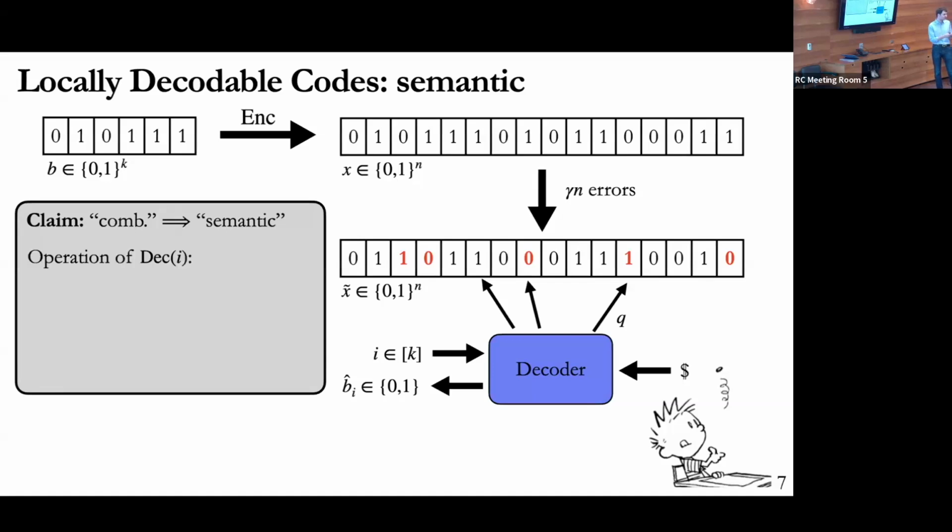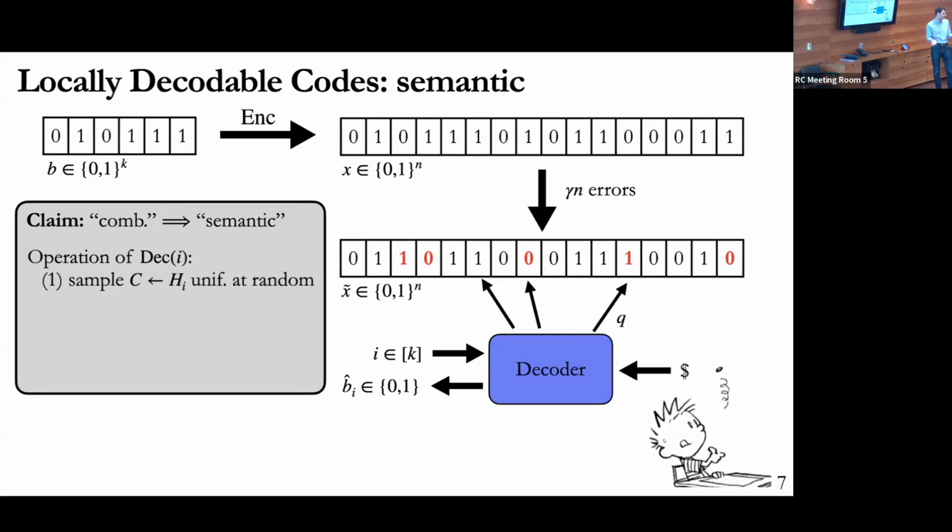So I've given you these hypergraphs H1 through HK. That's the combinatorial definition. That's what you get from it. And I have to tell you what the operation of the decoder should be when I tell it to decode the ith bit. And the answer is it's going to use the ith hypergraph H sub I to decode the ith bit. So what's it going to do?